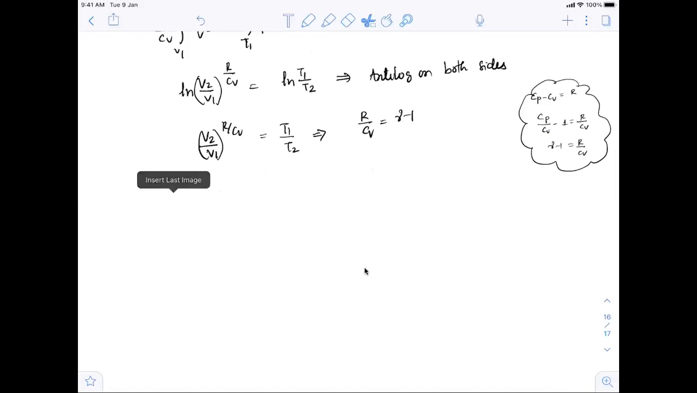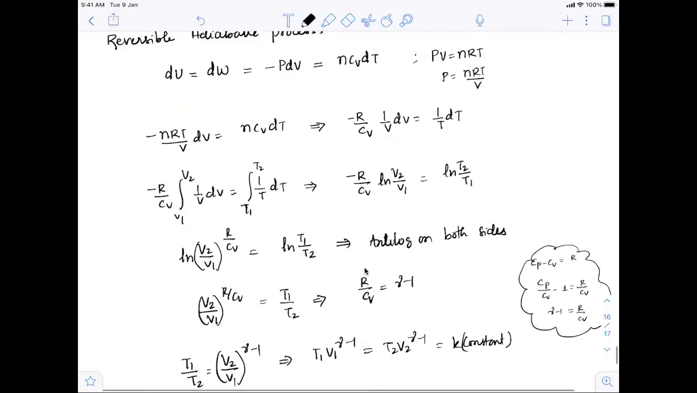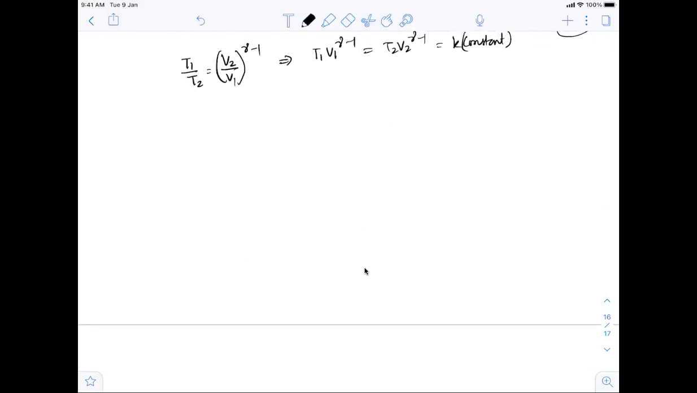So I can write T1 by T2 is equal to V2 by V1 whole raised to power gamma minus 1, which implies T1 V1 power gamma minus 1 is equal to T2 V2 power gamma minus 1. That is equal to some constant. So basically for a reversible adiabatic process, I get a relation for temperature and volume, that is T V power gamma minus 1 is equal to constant.